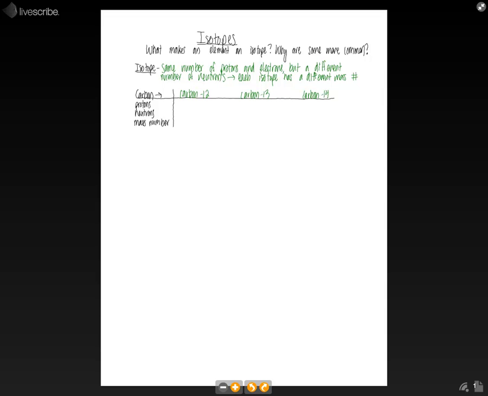So carbon 12, we know, has 6 protons, and using this notation, we know its mass number is 12, so that means it has 6 neutrons. Carbon 13, again, 6 protons. We see 13 as its mass number, so it has 7 neutrons. Carbon 14, again, 6 protons, a mass number of 14, which means it has 8 neutrons.